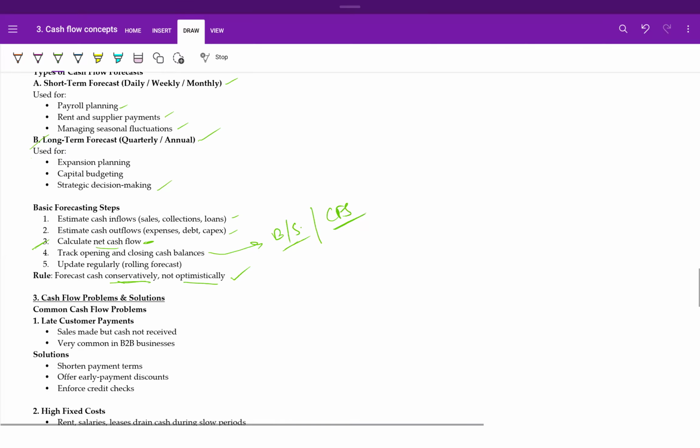So remember this rule. This is important, and this will be used when we will be working on our financial statements, forecasting, and then valuation. So these rules you need to keep in mind.